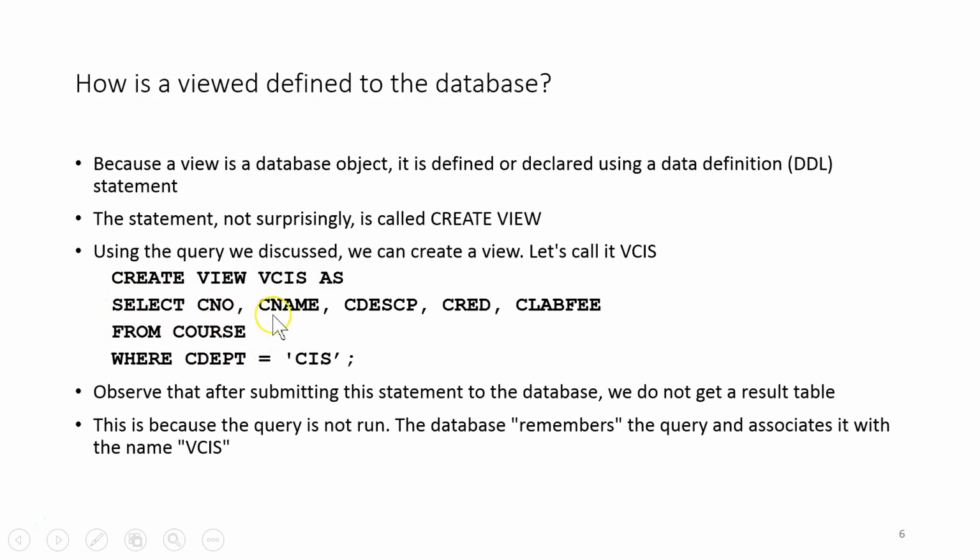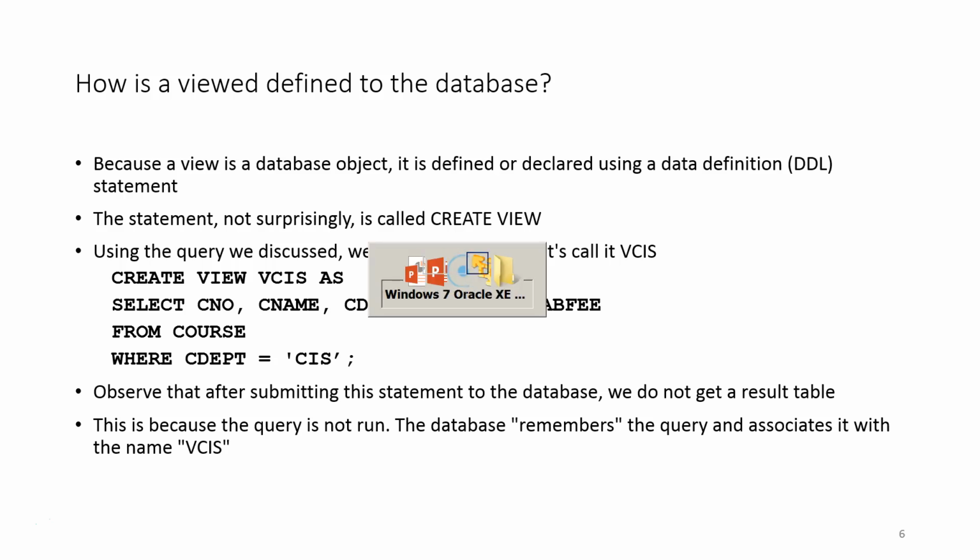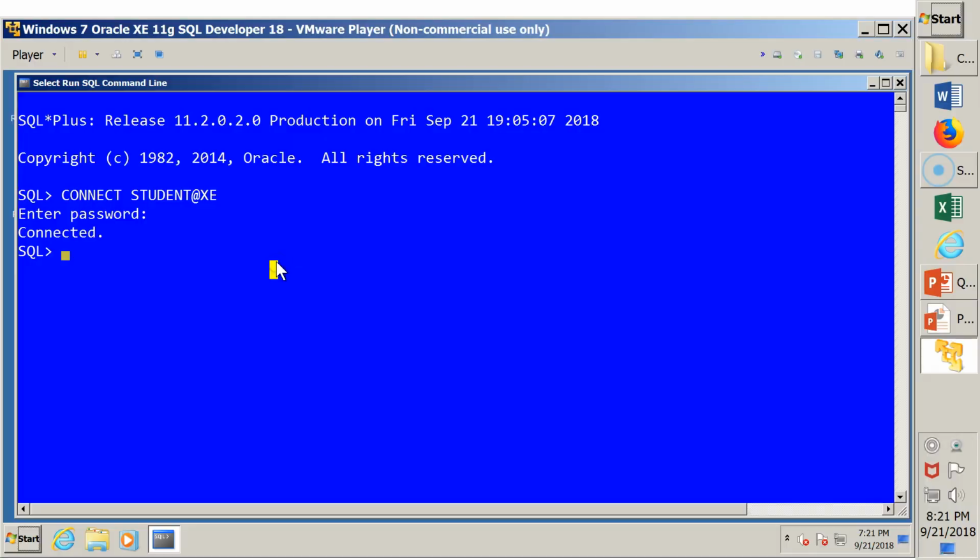Remember, this query, if we were to run it, produces a result set that would be subject to change each time we run the query, a virtual result set, a virtual table. What we're doing is saying, whatever this table looks like, we're associating the name of VCIS with this table. Now, what's neat is when we run this statement to create the view, it does not execute the query, it simply remembers it. Let me make this a little easier to understand by going into my database.